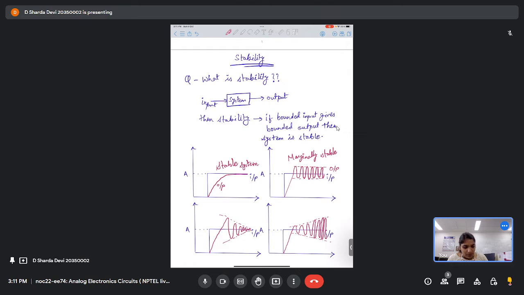Now, in this third case, your input is a constant value, but your output is oscillating, but it's a damped oscillation, and at infinite amount of time, or at quite a higher amount of time, what will happen? Your output will settle to input's value, and since there is a possibility that your output will settle at input value, this is also a stable system.